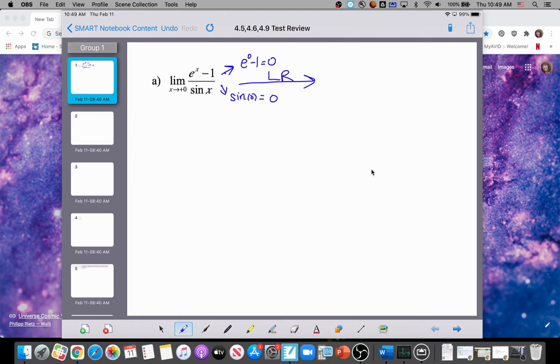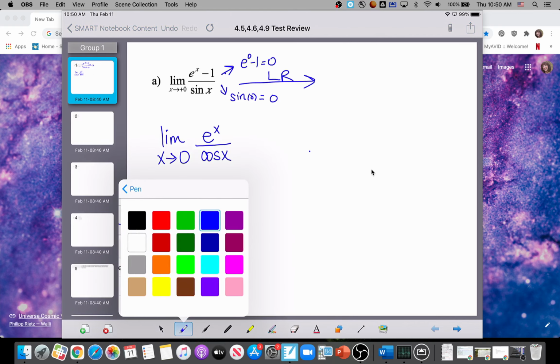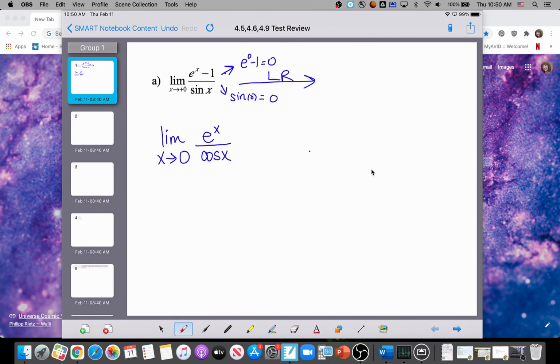When I do L'Hopital's rule, I will be taking the derivative of the numerator and the derivative of the denominator. The derivative of e to the x is e to the x. The derivative of negative 1 is 0. In the denominator, the derivative of sine x is cosine x. Now I check what I get when I evaluate my limit this time. e to the 0 power is 1, and cosine of 0 is 1. And so the answer to my limit, 1 over 1, is equal to 1.